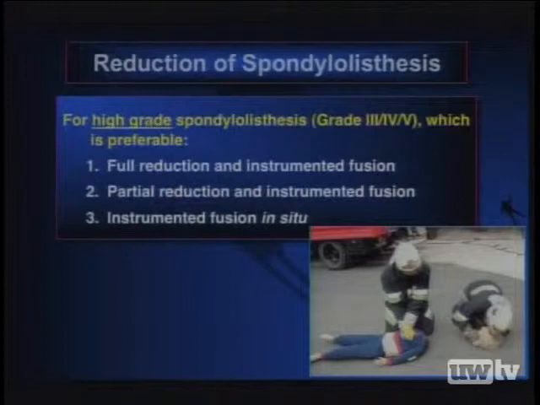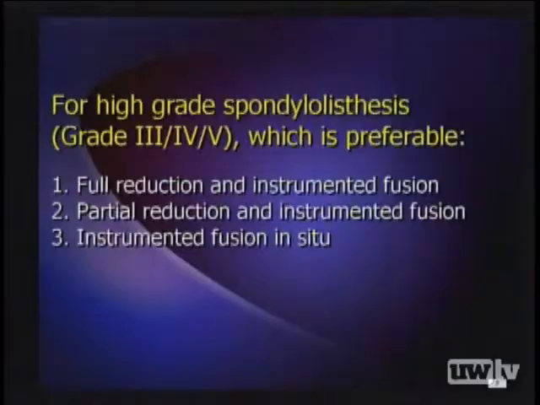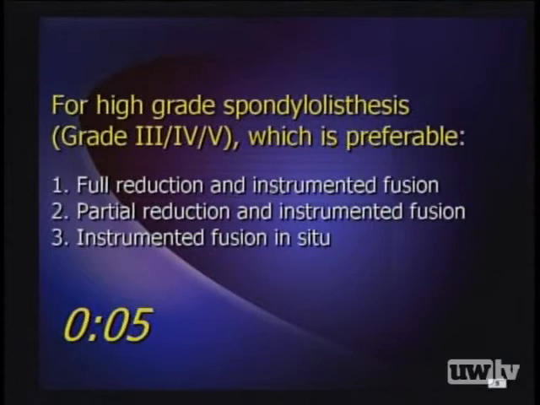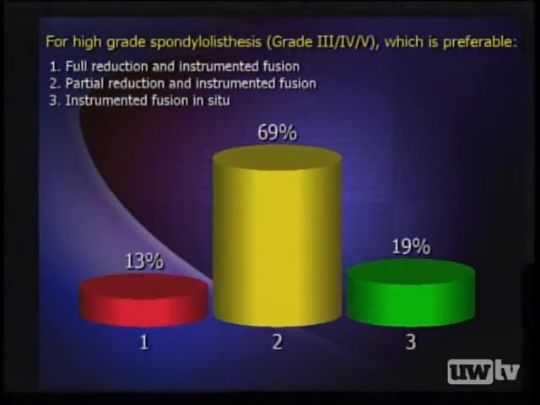A couple of questions up front. For high-grade spondylolisthesis, which is preferable: full reduction instrumented fusion, partial reduction instrumented fusion, or in situ fusion? I realize there are other questions, but if those are the three choices given, let's see what people feel at the beginning of the talk. Okay, partial reduction, and slightly more people leaving it in place than pulling it all the way back.